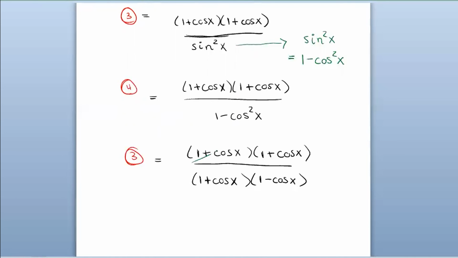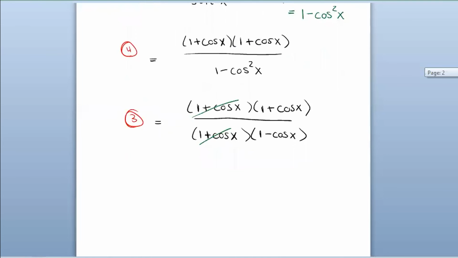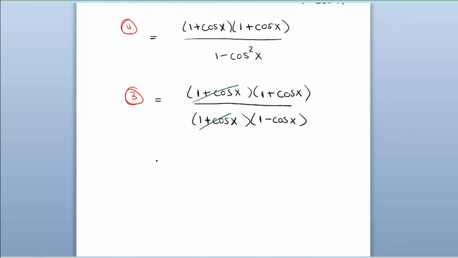And what do you know? Cancel a 1 plus cosine x. I'll simplify a 1 plus cosine x with this 1 plus cosine x. And what am I left with? I'm left with 1 plus cosine x over 1 minus cosine x, which just so happens to be my left-hand side. And so I have successfully verified the identity.